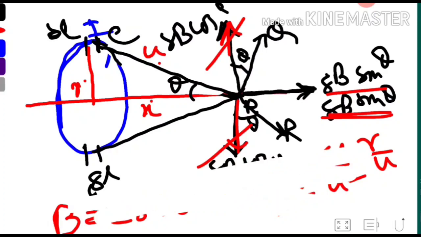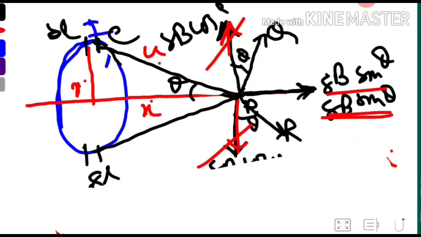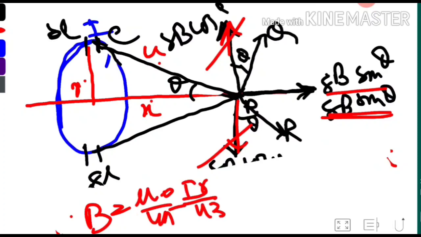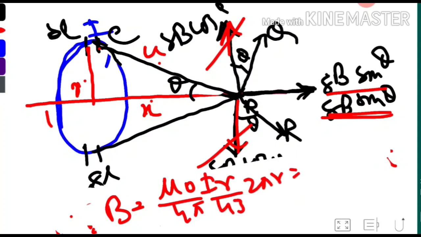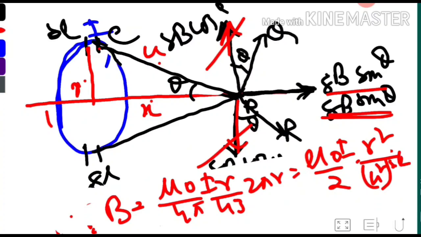So we got that B equals mu 0 by 4 pi, I R by U cube, summation of delta L. This is our small portion delta L. If we integrate over the whole wire, we will get the circumference of this wire, which is obviously 2 pi R. So instead of the summation of delta L, we can write 2 pi R. So we got B equals mu 0 by 4 pi, I R by U cube, times 2 pi R, equals mu 0 I by 2 into R square by U square to the power 3 by 2.